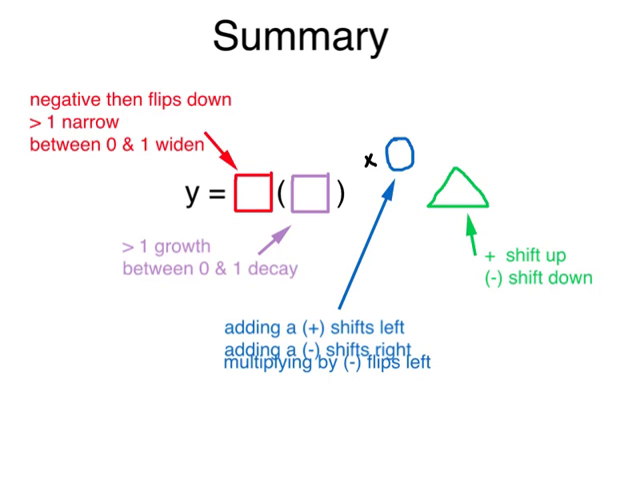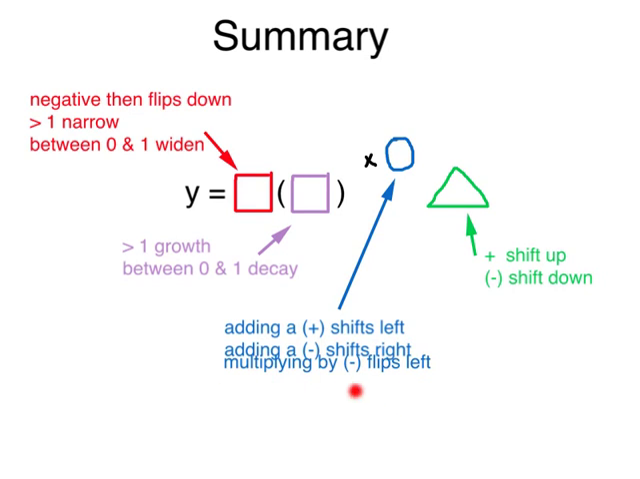Here is a summary of all the transformations. If there's a number that's being added or subtracted at the end, that causes a shift to go up or down. If the exponent is being added a positive number, then it's shifting left. If it's being added a negative number, it's shifting right.